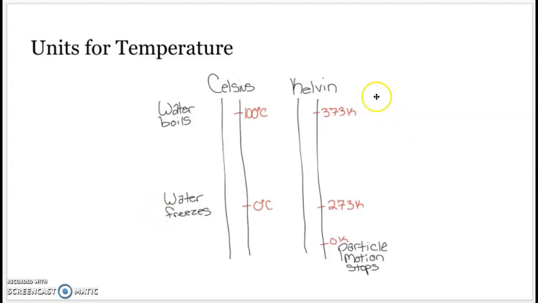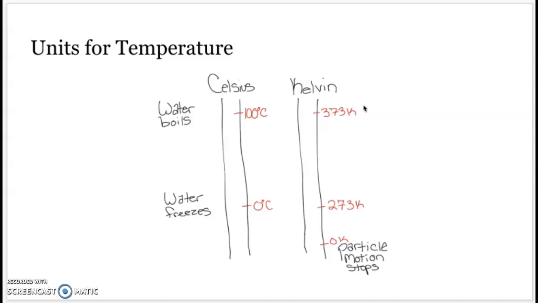Now let's talk about Kelvin. You don't normally see Kelvin in the everyday world. I don't even know if you've seen Kelvin until right now. But Kelvin relates directly to particles. Water freezes at 273 Kelvin. It boils at 373 Kelvin.